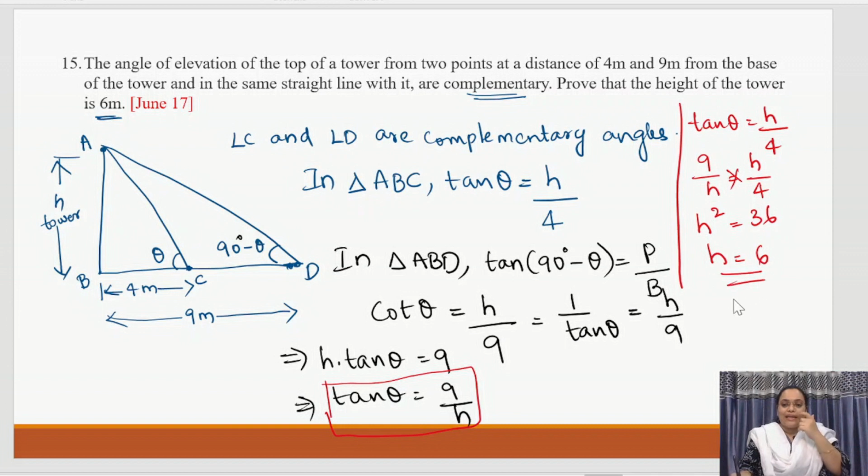So the height of the tower is 6 meters. That is what we need to prove. The height of the tower, we need to prove it as 6 meters. Therefore, hence proved. Height of the tower is 6 meters. Clear?